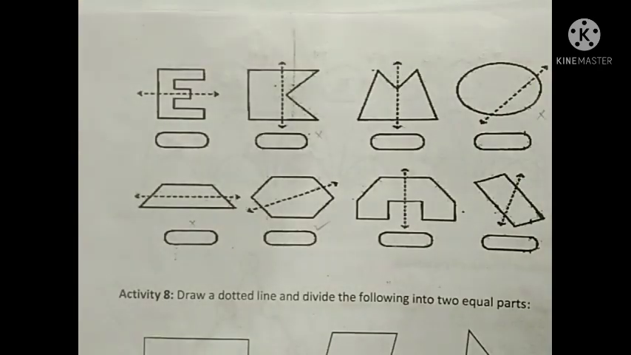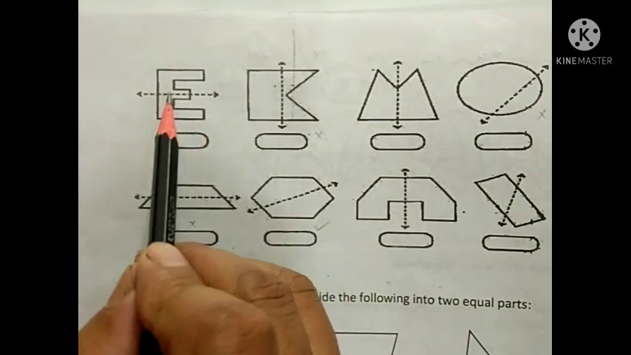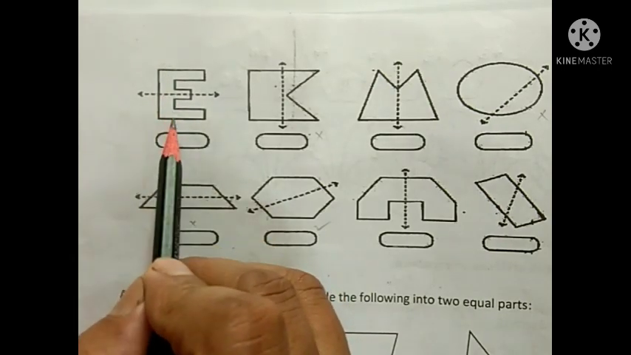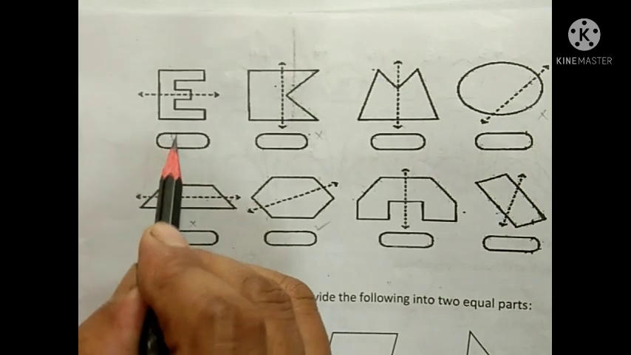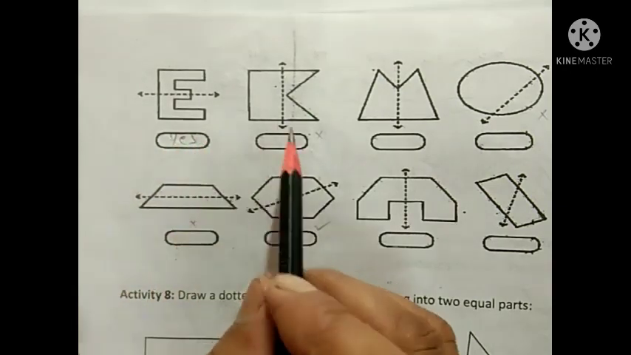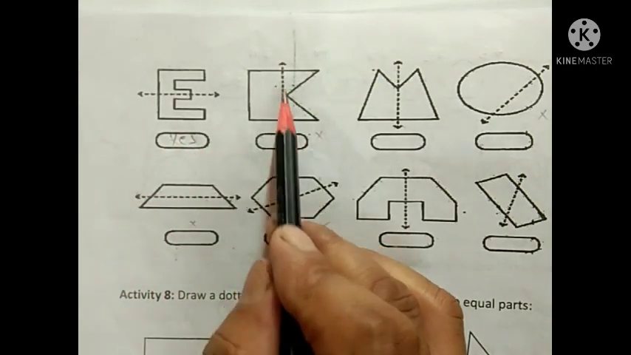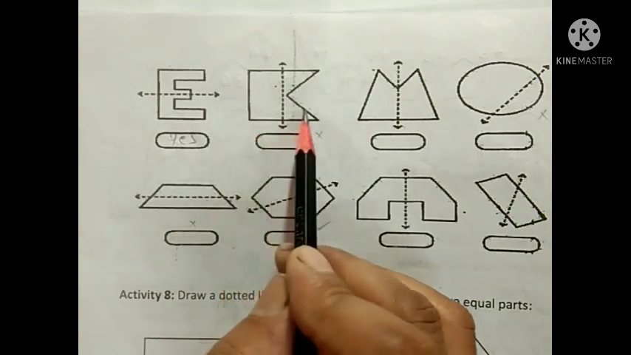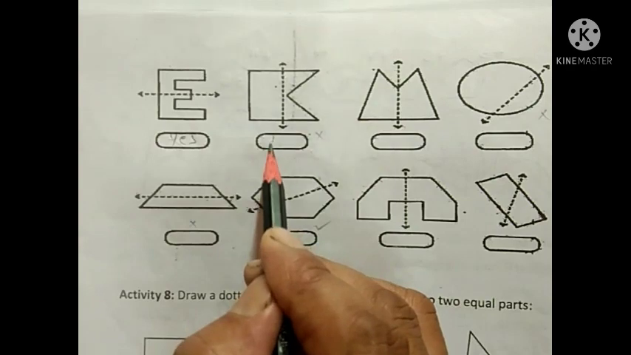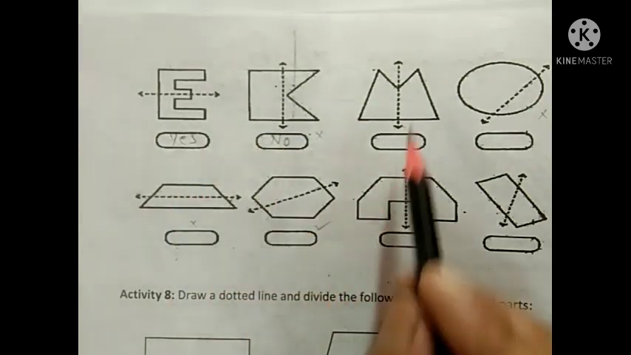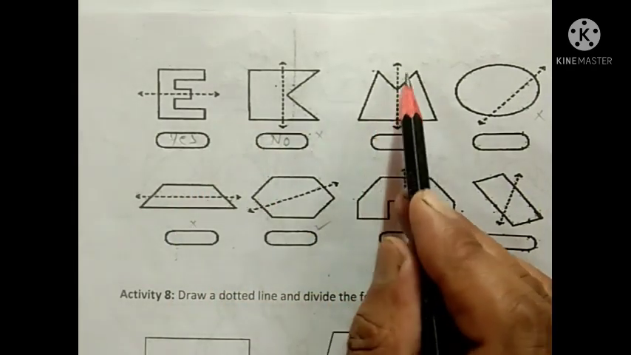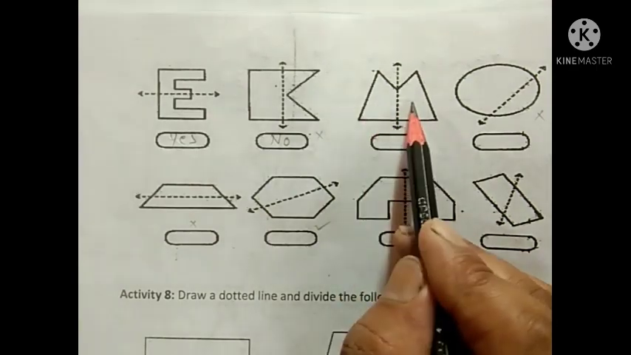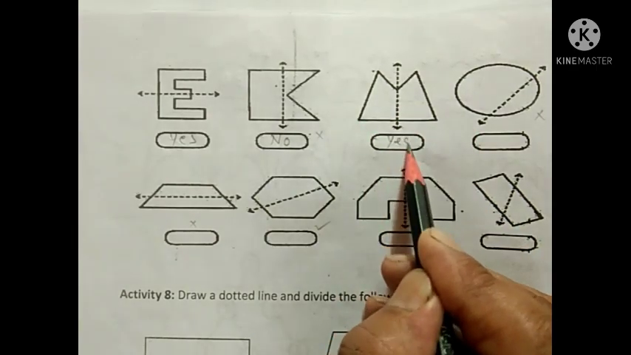Okay, next one is here. See, in this dotted line, this side part and this side part are also equal, so you can give here yes. Here this one is the dotted line, this side part and this side part are equal. These 2 side parts are not equal, so write here no. Here this part and this part, this one is the dotted line, both are equal, so give here yes.